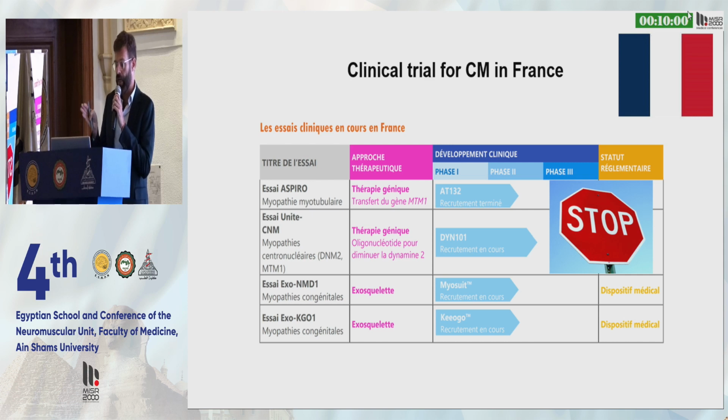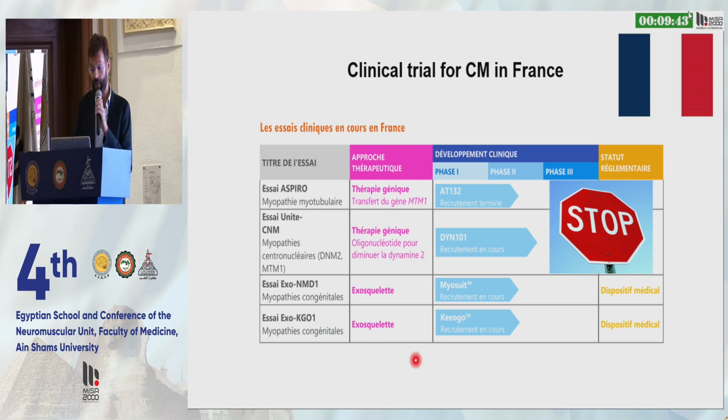Where are we now in France with the clinical trials? So ASPIRO, that was for MTM1, is stopped. There was another antisense oligonucleotide therapy for DNM2 that I didn't detail, that is stopped. We only have these two approaches that are the exoskeleton approaches.